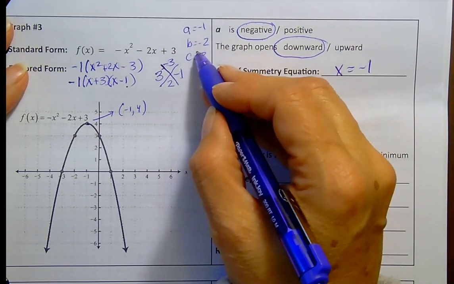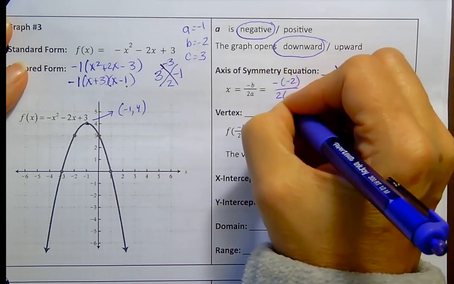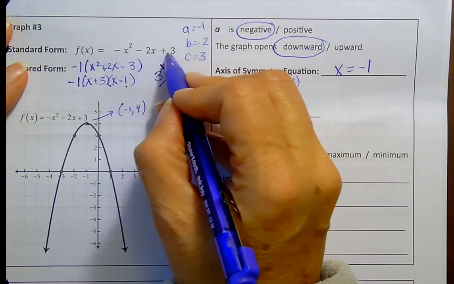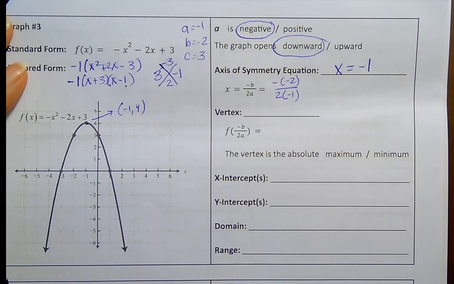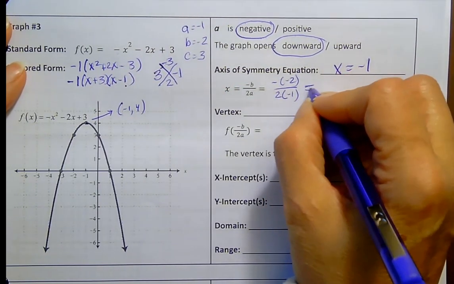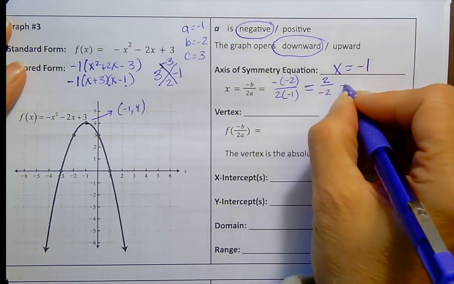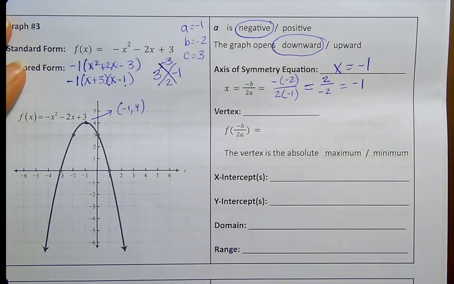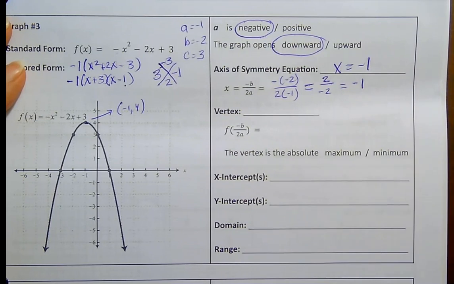So let's plug in what we know. X equals -b. Well, b is -2, so I want the negative of -2 over 2 times a. A is -1. I did my a, b, and c from the original function, the original equation. That's what you should definitely do, okay? Not from my factored stuff. All right, so my x value is negative of -2, that's +2, over 2 times -1, that's -2. And so when I do this mathematically, I also get x equals -1.